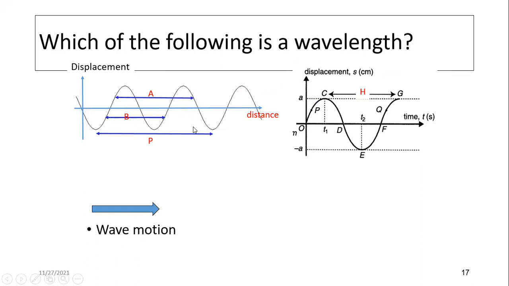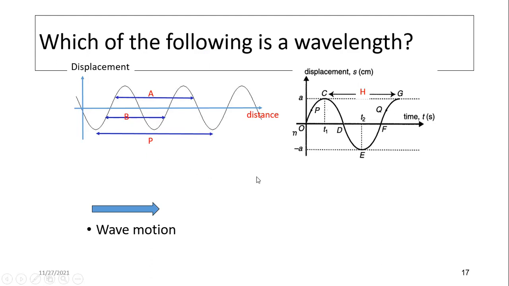Okay, in this diagram, is A the wavelength? No, P is the wavelength. B is the wavelength. So A is less than the wavelength, am I right? Wait. I asked a simple question: is A greater than a wavelength or less than a wavelength? Greater than a wavelength. Right? That's your wavelength from here to here.